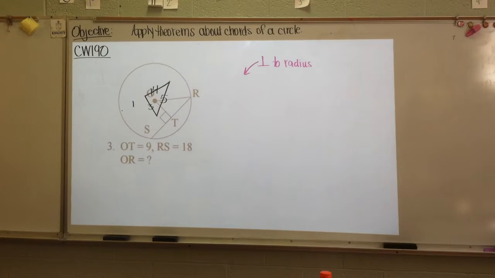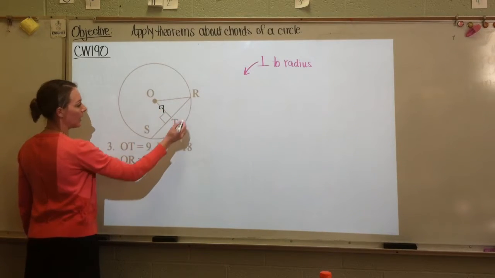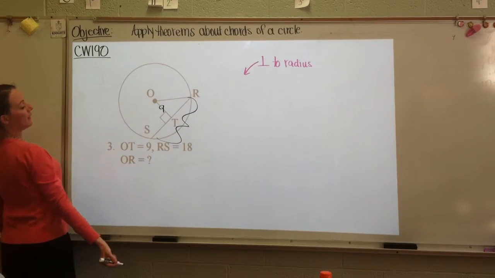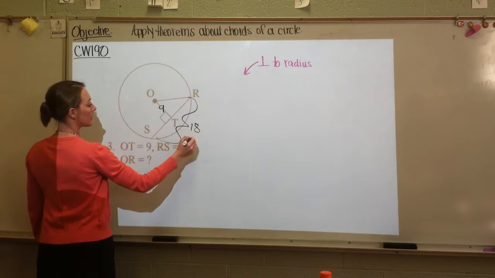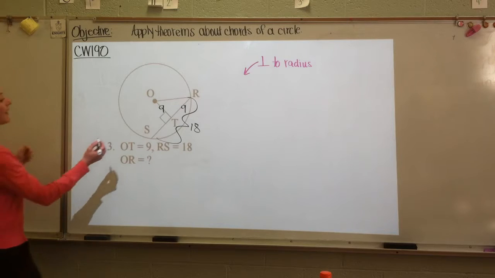So we want to find the length of OR. It gives us information. Let's go ahead and mark the triangle up. So OT is 9, and RS is 18, so RT is 9. All right, what kind of triangle is this going to be? Okay, isosceles. What else are we going to know about this triangle? Zach? 45, 45, 90. Does that make sense?